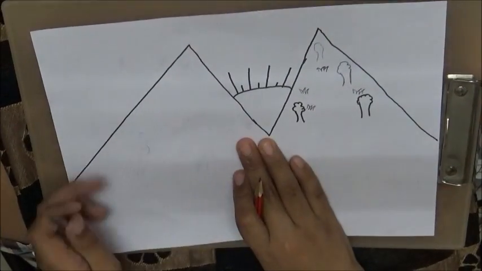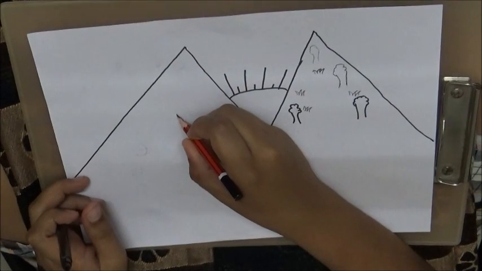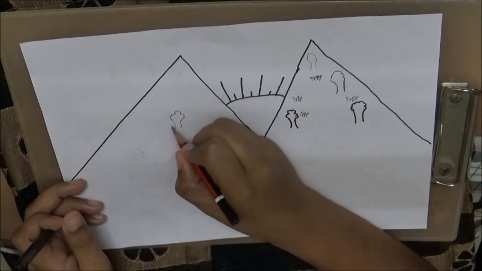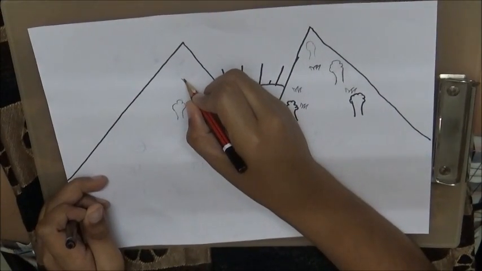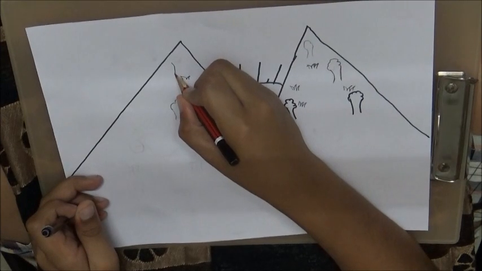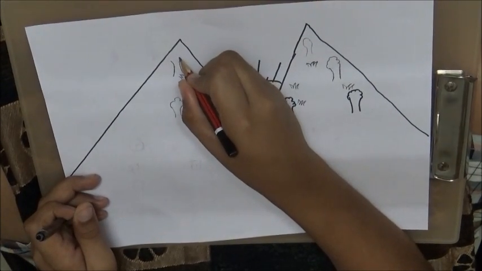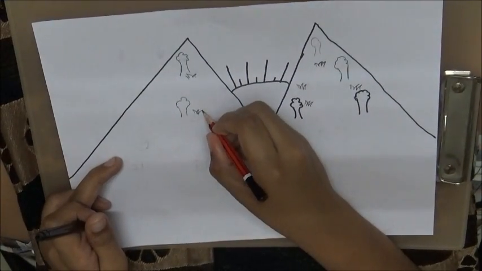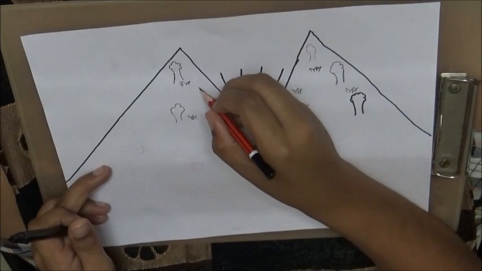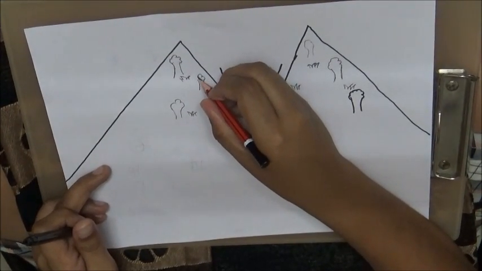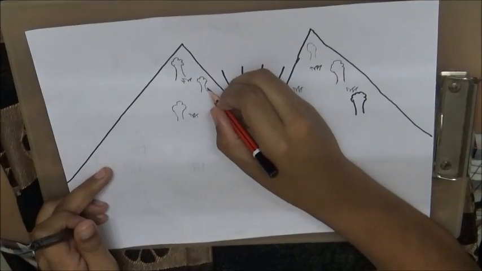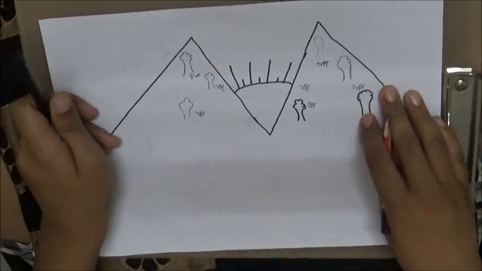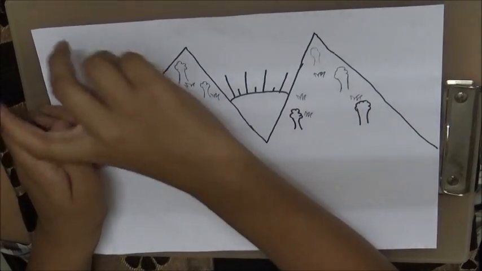And now we will draw these decoration details for the mountains also. Like this. Like this. And here also some grass, here some trees too, and grass. Now this part is completed. I think you can see clearly.